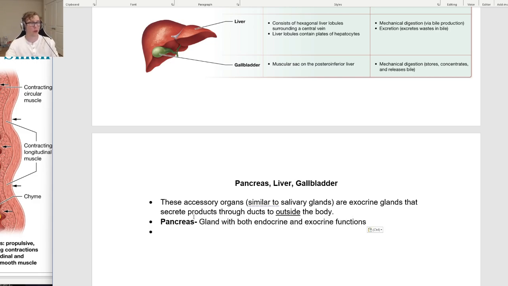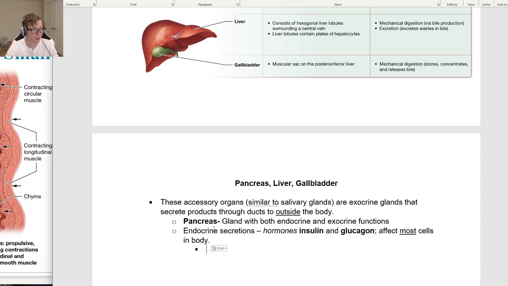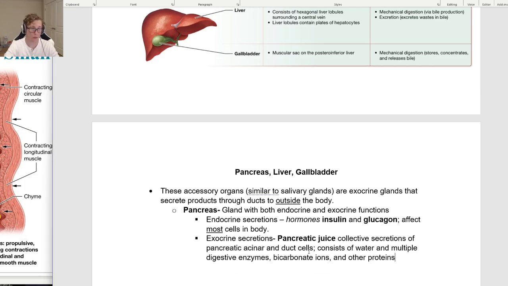It's a gland with both endocrine and exocrine functions. The endocrine functions, while very important, are the hormones insulin and glucagon. These actually affect most cells in the body, and diabetes is having an issue with insulin. However, we have enough to cover for these exams, so don't worry about it too much. However, in the nursing field, please read up on insulin sensitivity. Diabetes will be important.